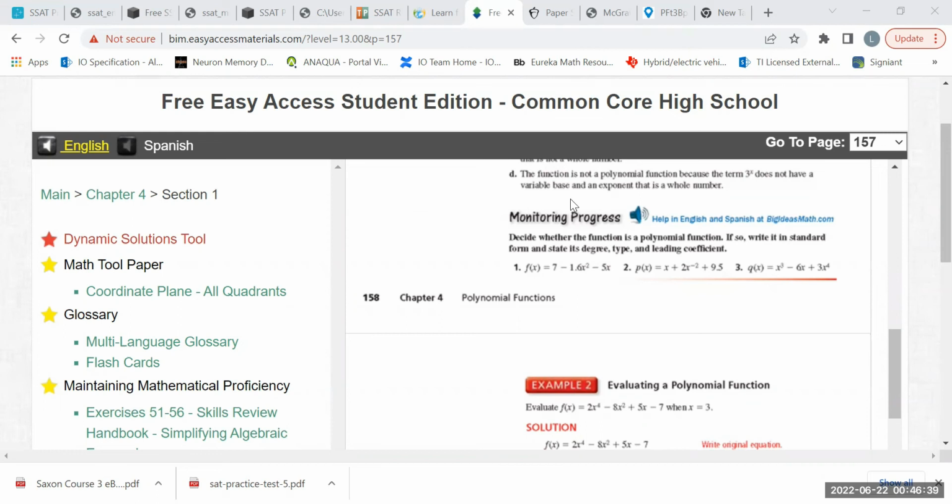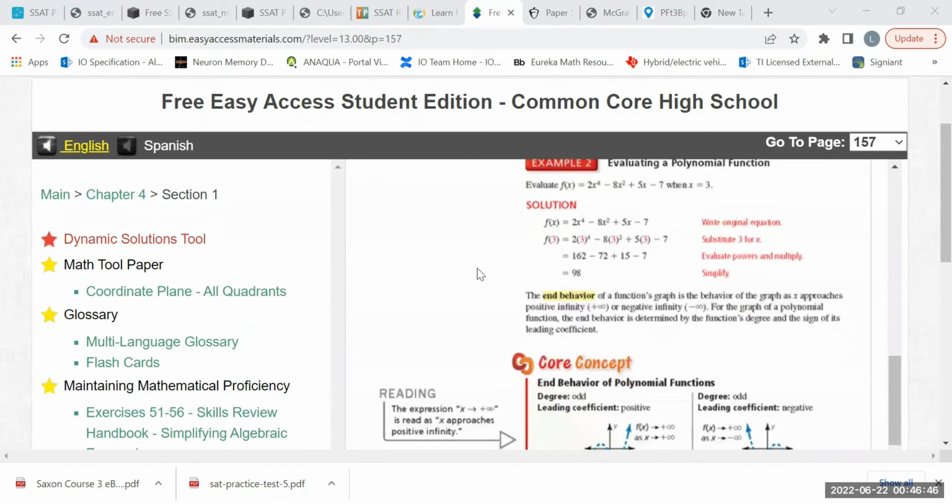Let me know if you're stuck somewhere. Is it 98? Yeah, that's correct. Okay. All right, so that's about the introduction to polynomials. Now let's learn a little bit about graphing a polynomial.